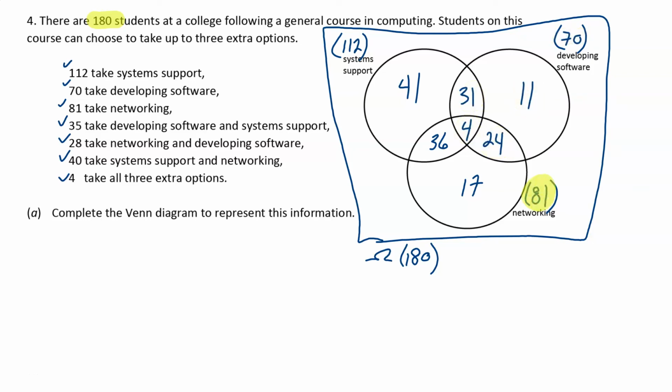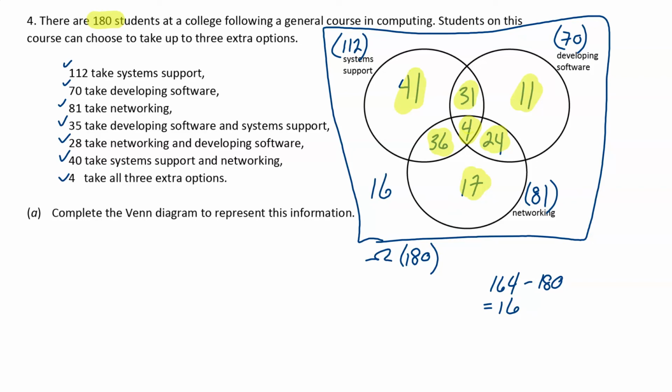In networking, I need to end up with 81. I've got 36 and 24, which makes 60, plus 17, which makes 77, plus 4, which makes 81. So I know that all of the spaces now are correctly defined. They have the right number of people in each of the segments of our Venn diagram. Now I just need to look at the total and compare it to what we should have in our sample space, which is 180 students. When I add up 41, 31, 11, 36, 4, 24, and 17, I end up with 164. I need to end up with 180, which tells me that I'm missing 16 people.